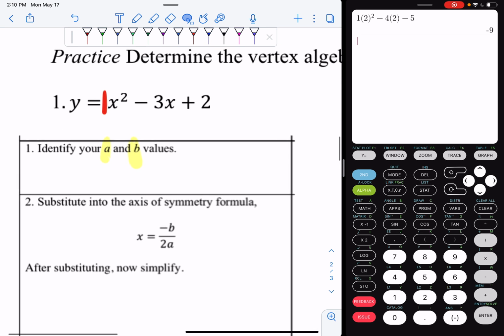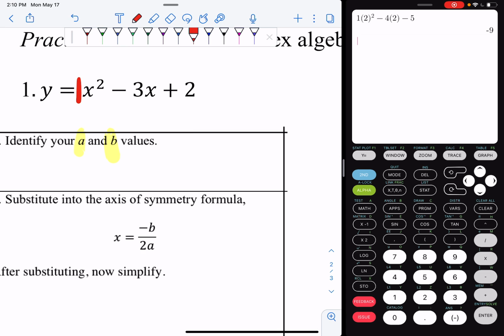We want to identify our a and our b values. And if you look, ax squared plus bx plus c, our a value is a positive 1, and our b value is a negative 3.